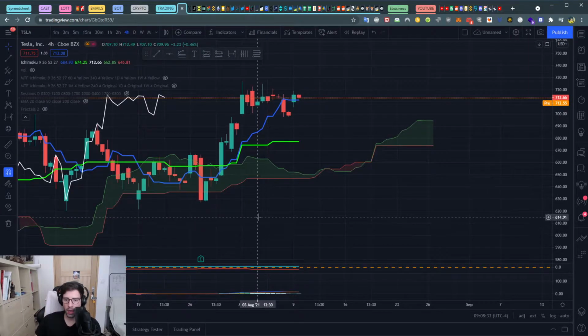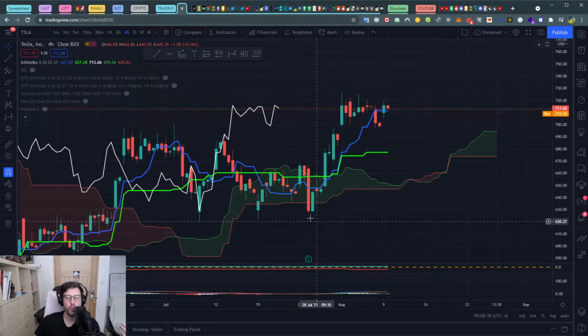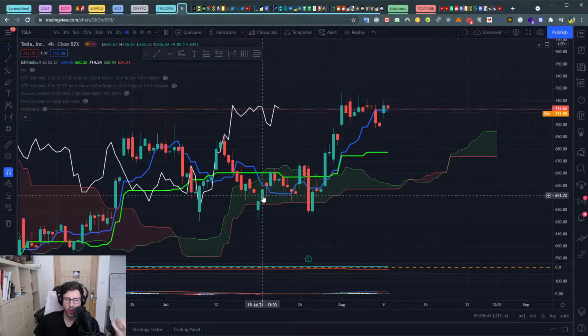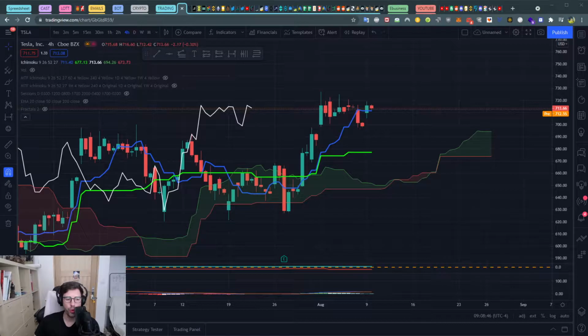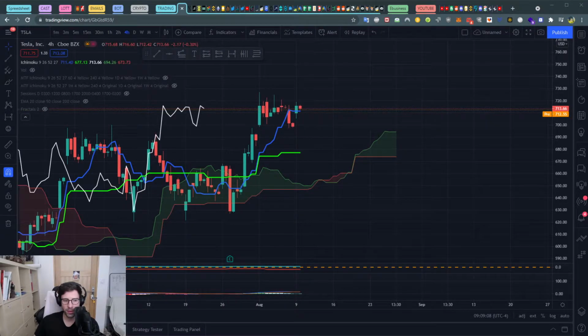But the cloud does act like a kind of support. It helps us to go up or down. So it's important to look at it. It's called the kumo in Japanese, and we see this green line here. The green line is called the SSA, or Senkou Span A. I know it's complicated, but it's not a big deal if you don't remember the name. The SSA is the green line, and the red line is the SSB, Senkou Span B. These lines are calculated in different ways.